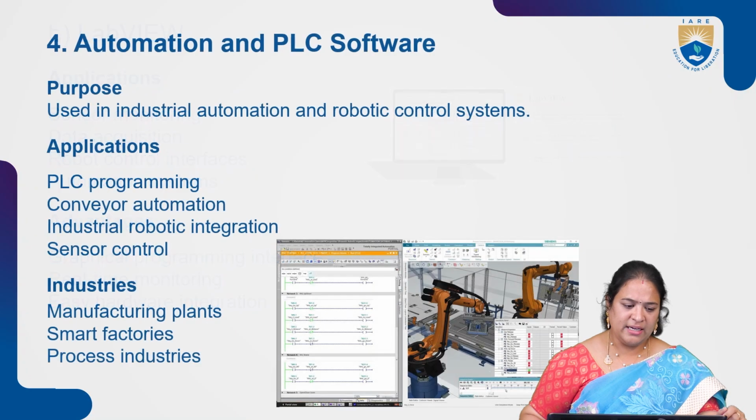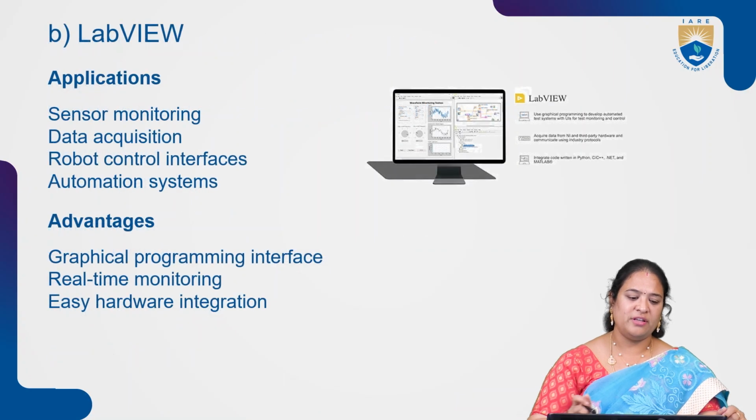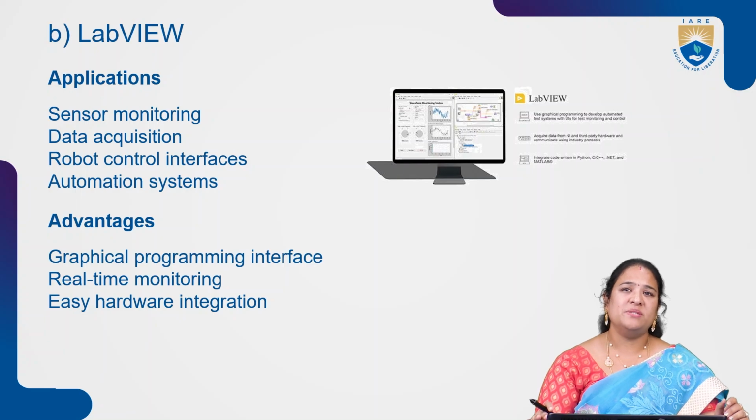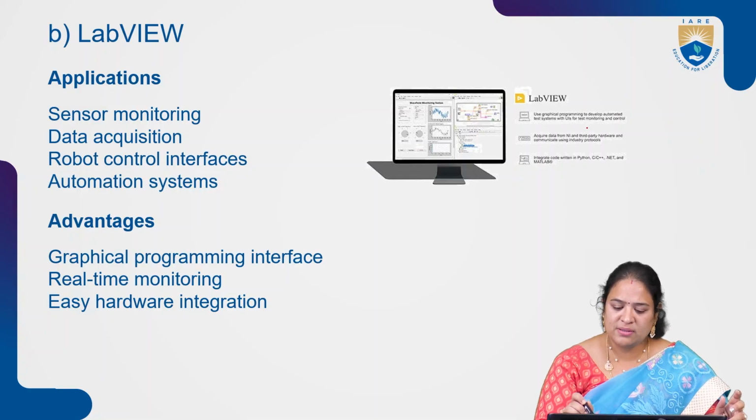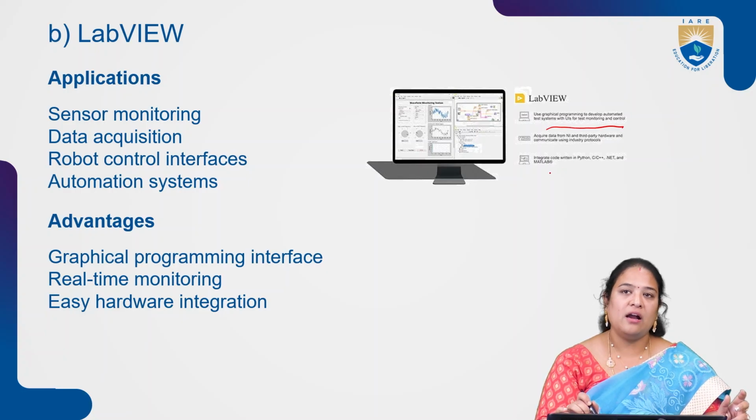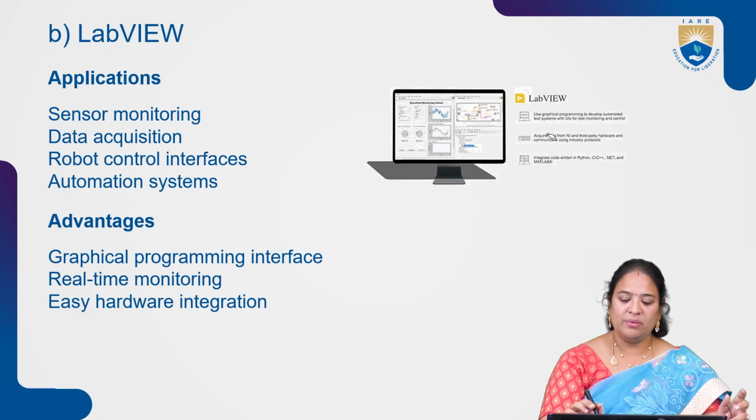The second type of automation and PLC software is LabVIEW. LabVIEW is mostly used in many large-scale industries. Its applications are designing sensor monitoring, data acquisition, robot control interfaces, and automation systems. As you can see here, this graphical program is used to develop automation test systems for test monitoring and control. So this is generally what LabVIEW does.